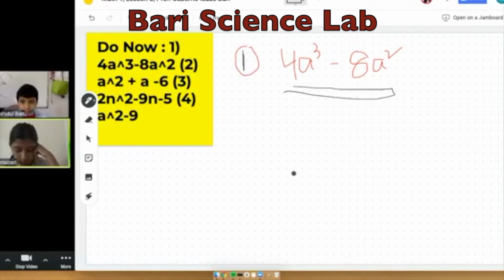We will begin with this question on the front page. 4aq minus 8a squared. How can you factor this out? You have to find the greatest common factor for both of them. So, what is the greatest common factor of both of them? 2? 2?